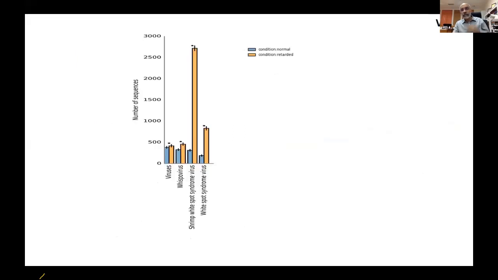And another thing which we observed is, though white spot syndrome virus is not associated with slow growth, you can see here, interestingly, in the retarded animals, the sequence abundance of white spot syndrome virus is also very high. But it's very difficult to explain.